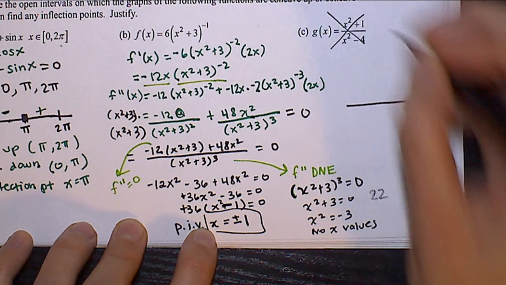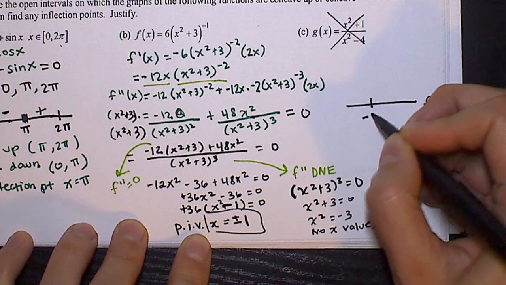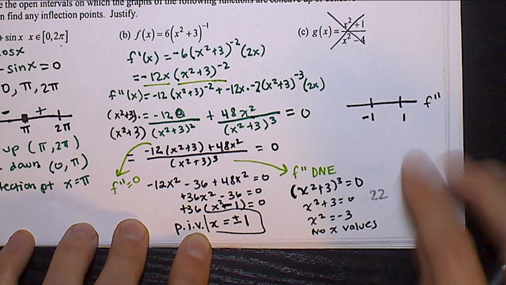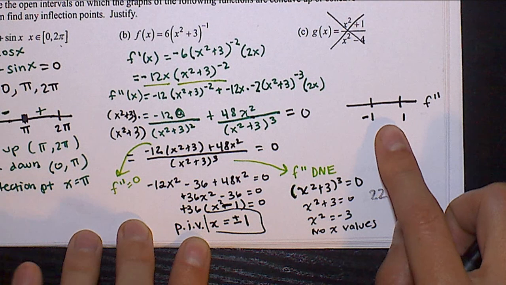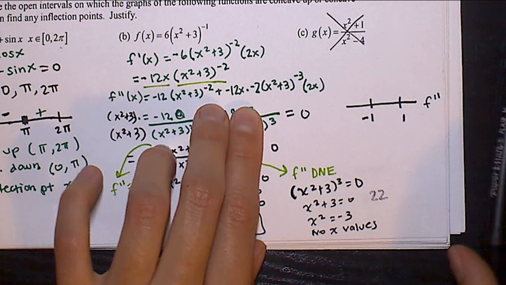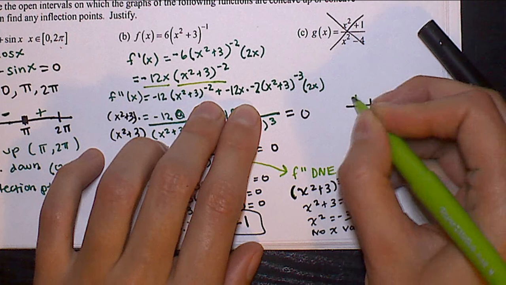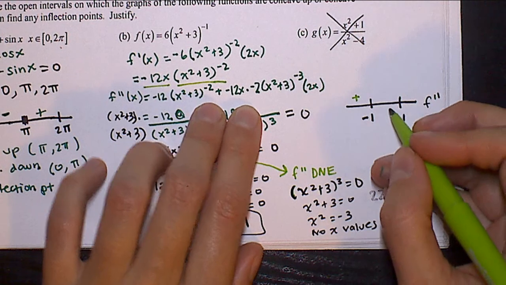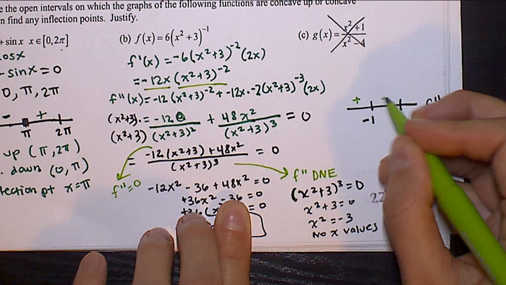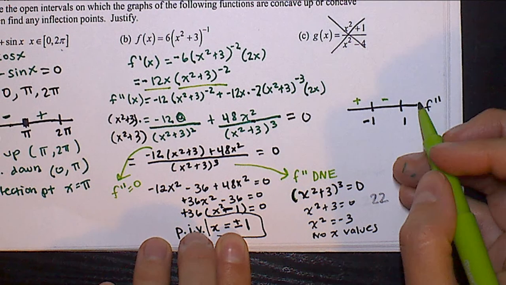I'm running out of space. So looking at f double prime, we have the values negative 1 and positive 1. If we plug these into f double prime, I'm not going to make you do this. Spoiler, I'll tell you. If I plug in negative 2, we would get a positive value. If I plug in 0, you would get a negative value. And if you plug in 2, you would get a positive value.